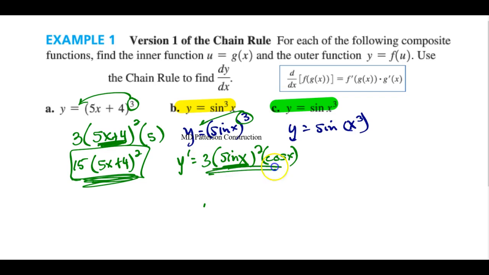And honestly, that's my final answer. I don't think I want to do it. You might just rewrite this as sine squared x cosine. But it's the same thing.